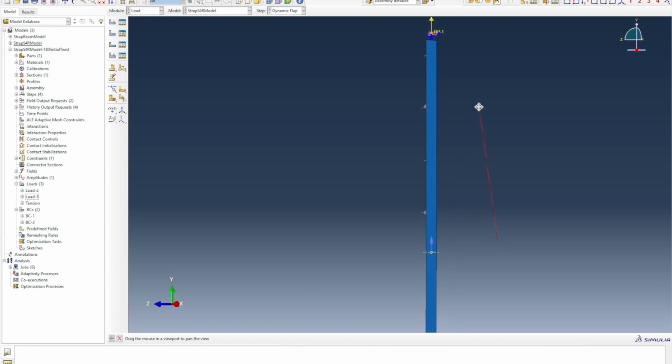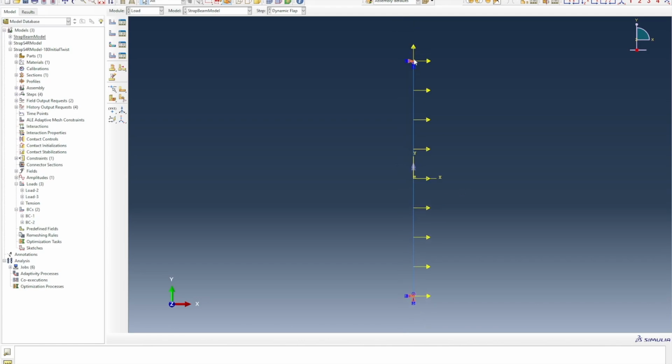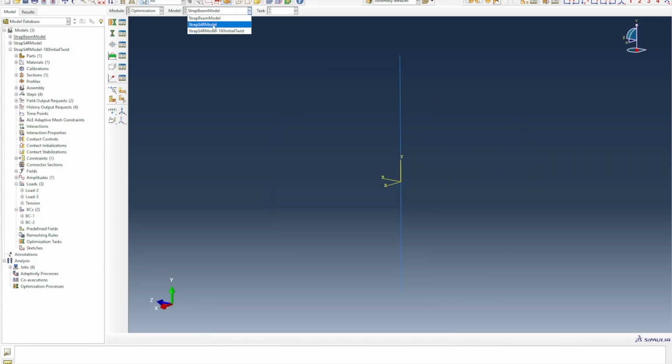So for the beam model, instead of having a pressure right here, I did a distributed line load. As I mentioned, we did three different models. So the beam model here is of course just meshed with B31 elements, so just 3D beam elements.